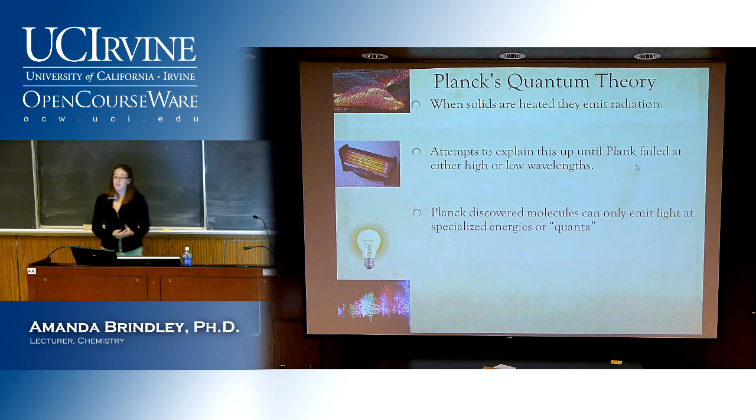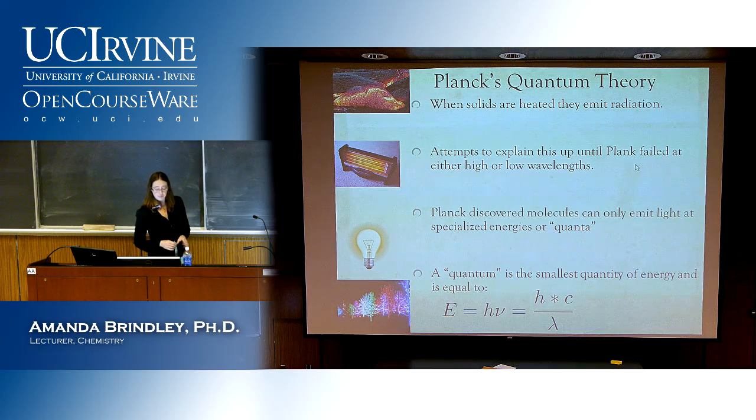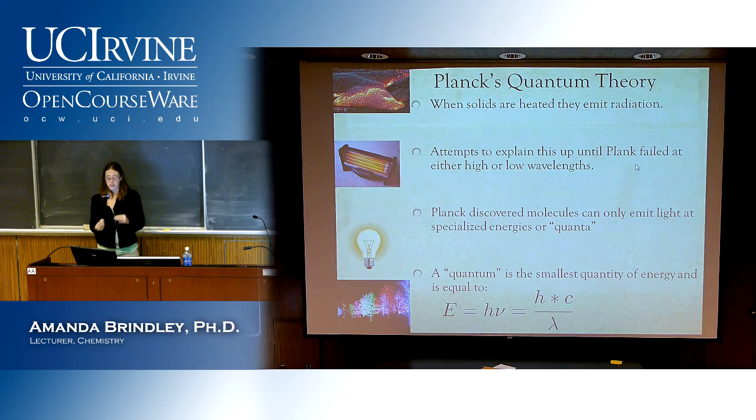Now, once Planck came along and said, well, okay, these molecules are not actually emitting a steady stream of light. They're emitting light at very specific energies, and we're going to name these quanta. That changed things. A quantum is the smallest quantity of energy. And that has an equation: E equals h nu, or E equals hc over lambda, whichever way you want to think about it, whichever way is useful. You want to think of this quantum as a little energy packet, the smallest energy packet.